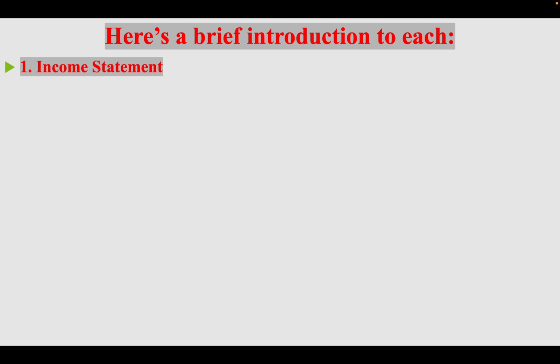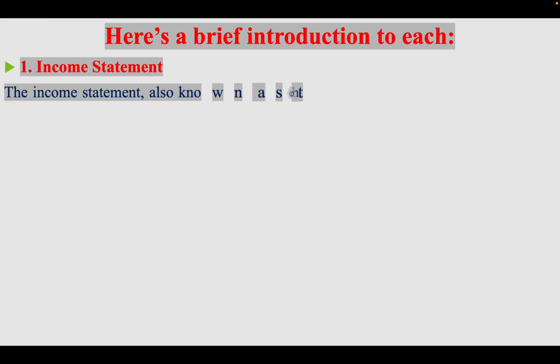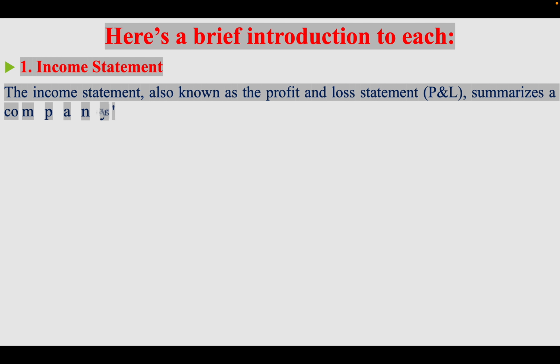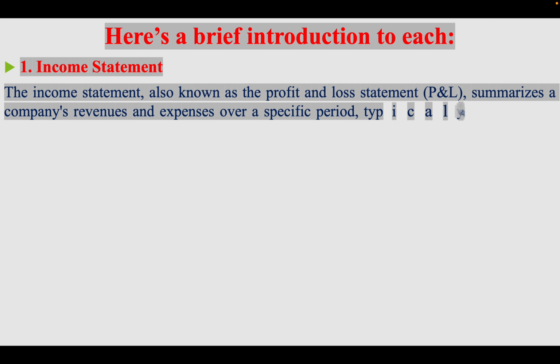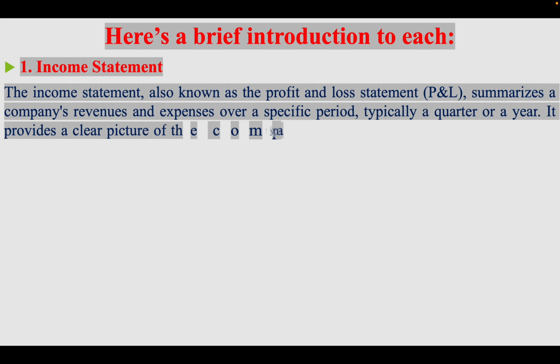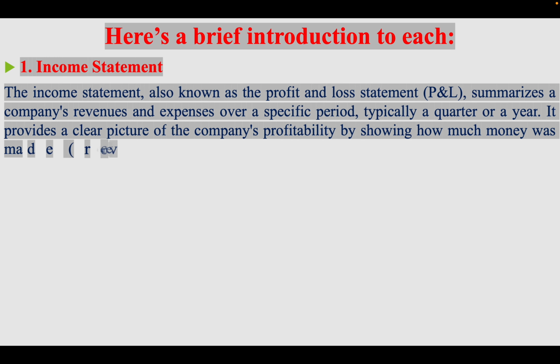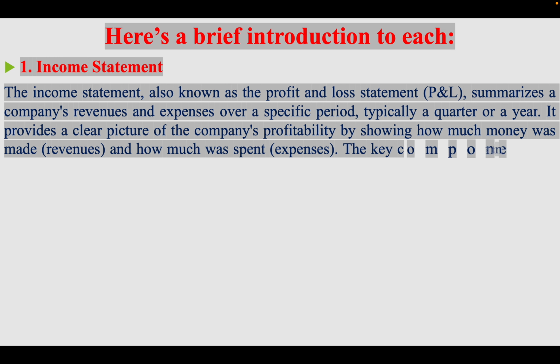First, income statement. The income statement, also known as the profit and loss (P&L), summarizes a company's revenue and expenses over a specific period, typically a quarter or a year. It provides a clear picture of the company's profitability by showing how much money was made, that is revenue, and how much was spent, that is expenses.